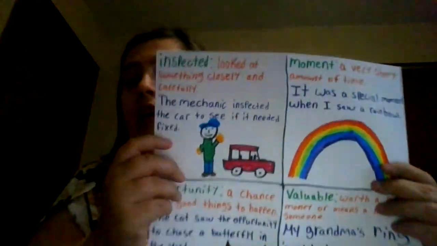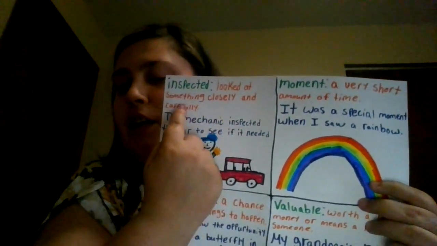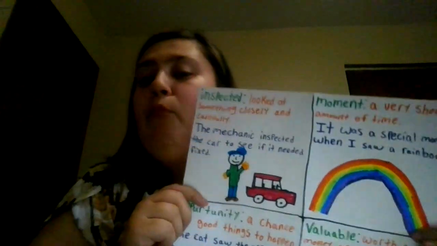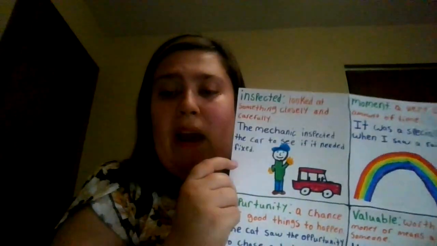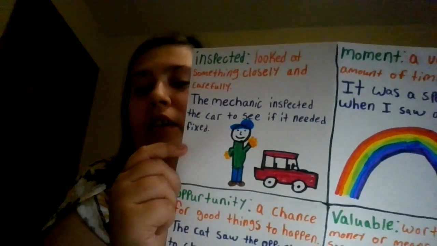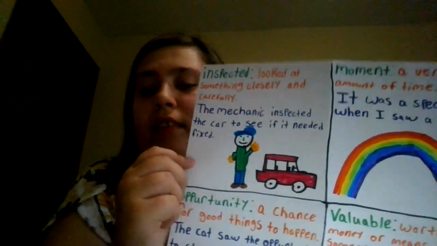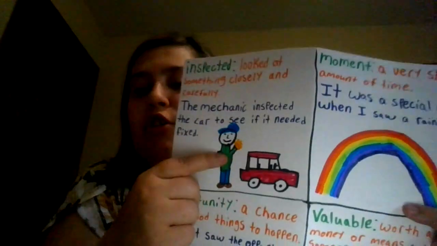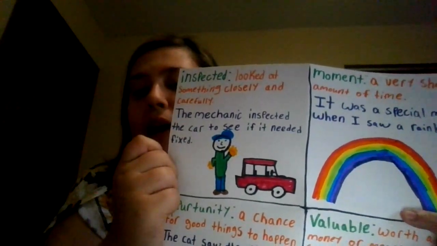Then you have your vocab word, you have the definition, then you need to come up with your own sentence that the vocab word is used in. So if my example is for inspected, I wrote, the mechanic inspected the car to see if it needed fixed. Then last, you're going to draw a picture that goes along with your sentence, okay?